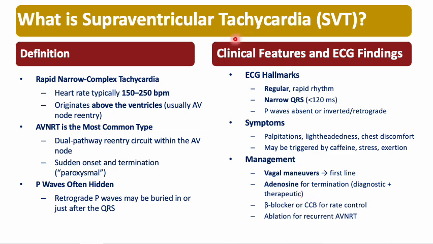Sometimes, what I mean by that, I've had patients that have SVT. I gave them adenosine, and then it showed like a 2-to-1 atrial flutter or a 3-to-1 atrial flutter. Rate can be controlled with a beta blocker or calcium channel blocker, and ablation for recurrent AV node reentry tachycardia.